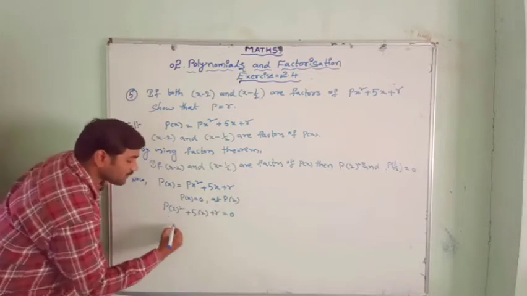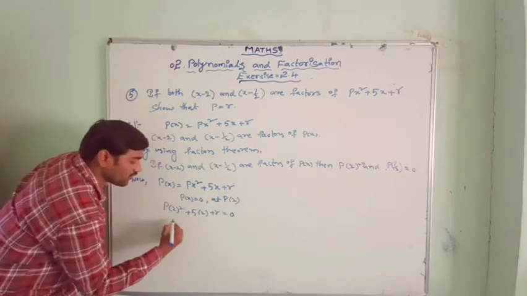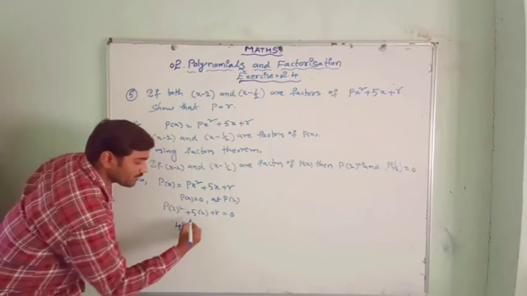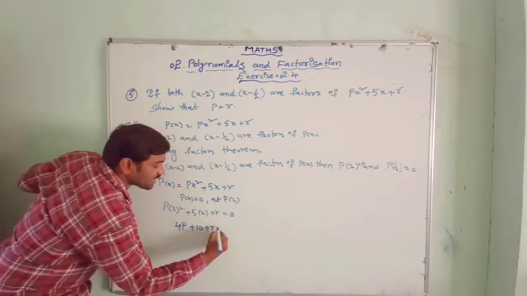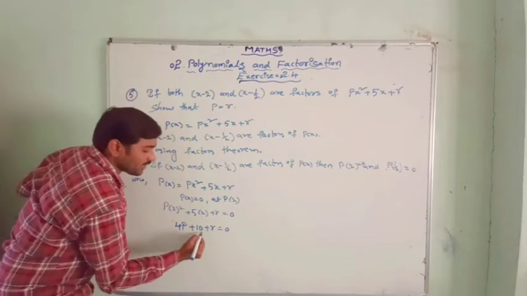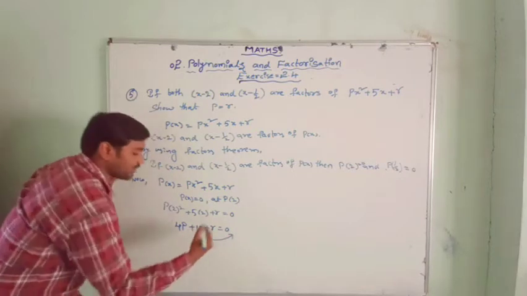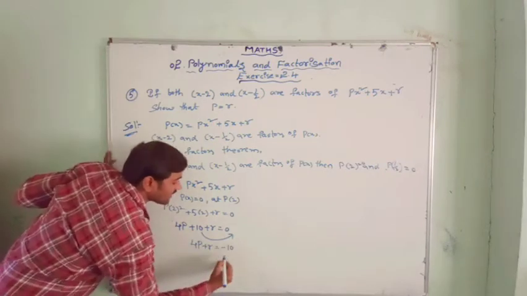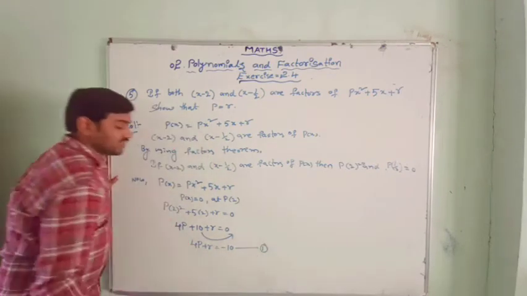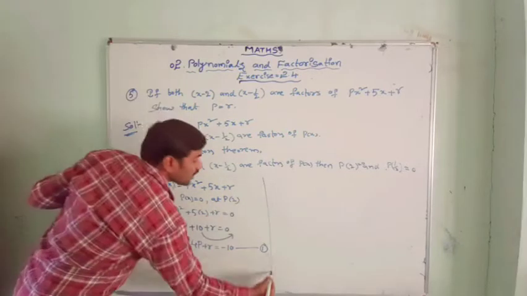Let us solve this. p into 2 square is 4, 4 into p, that is 4p. 5 twos are 10, plus r equal to 0. Now plus 10 we transfer to this side. What happens? 4p plus r is equal to minus 10. You keep this as equation number 1. And let us solve it again.